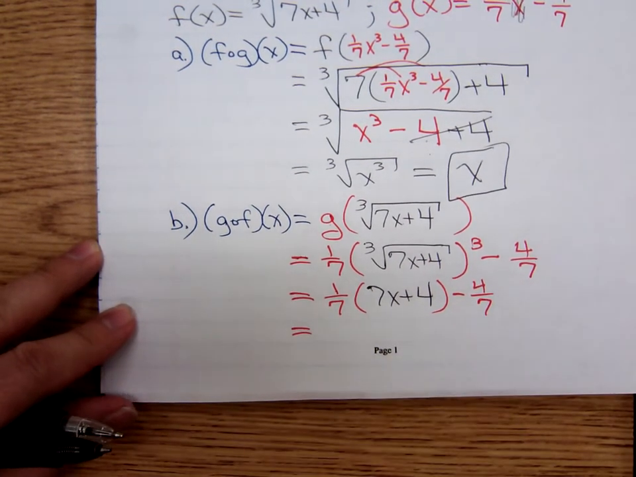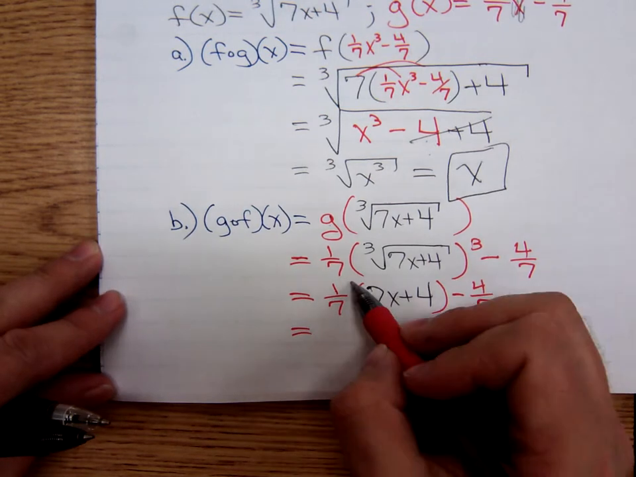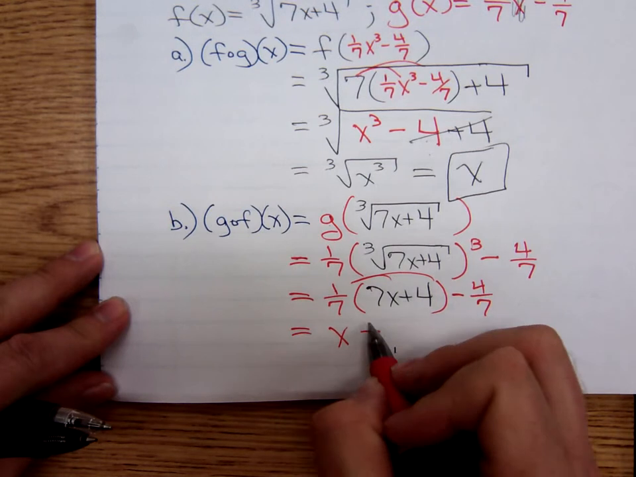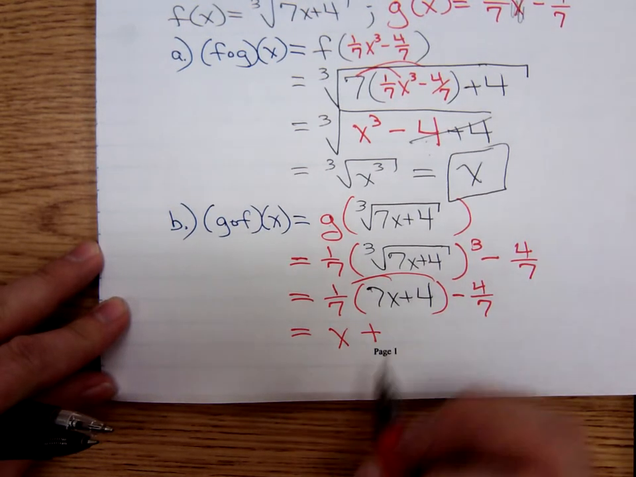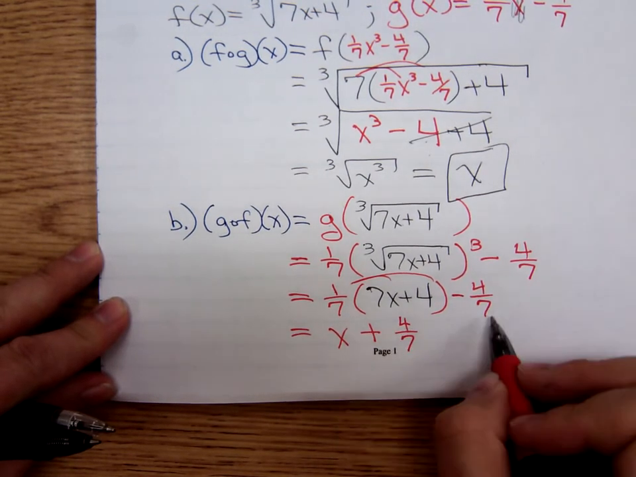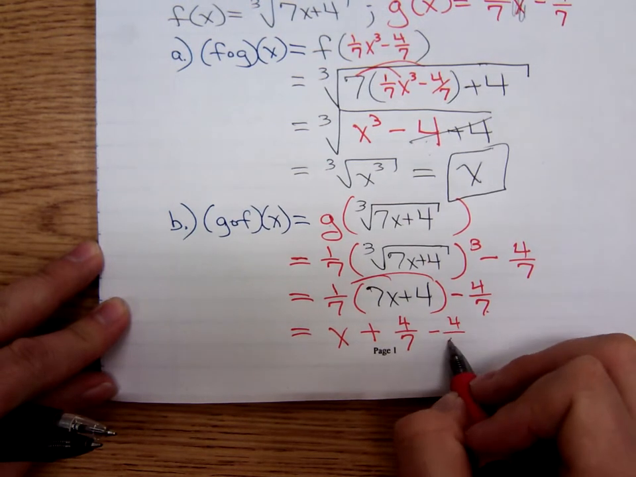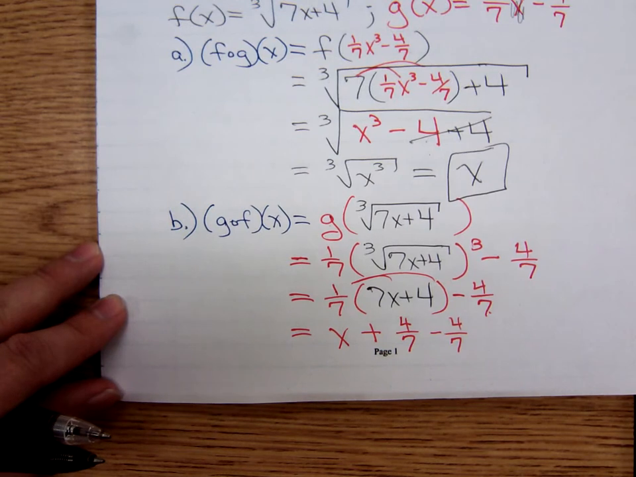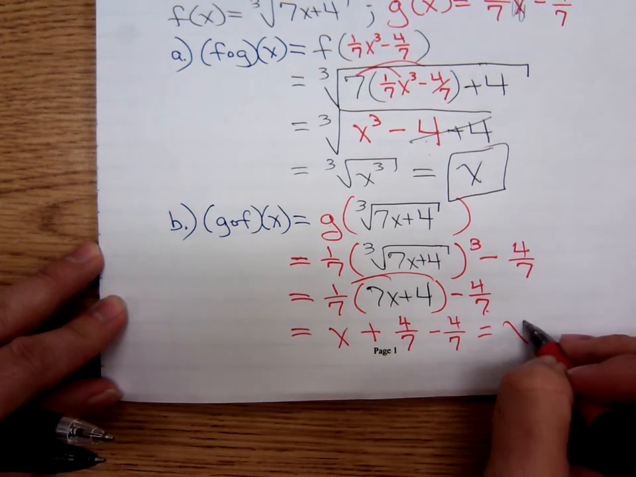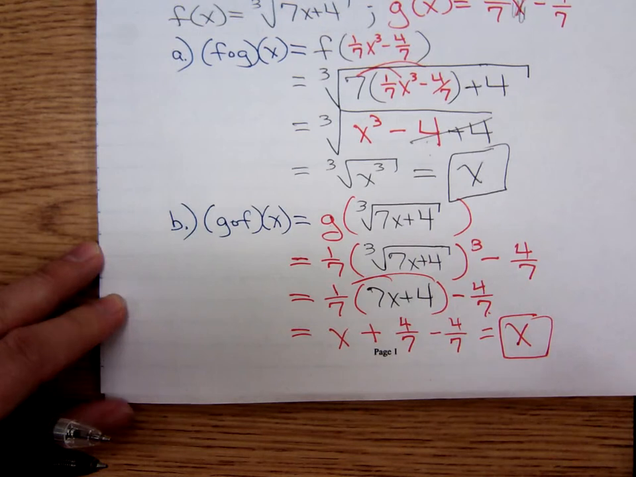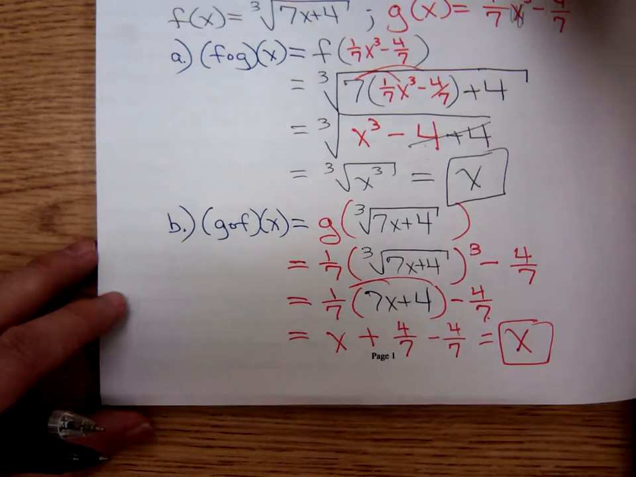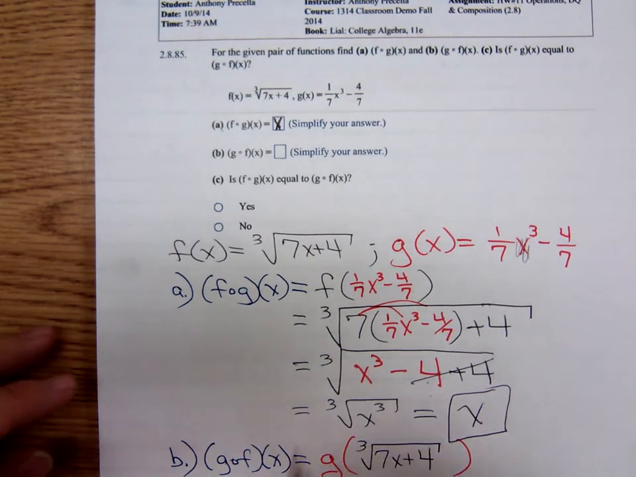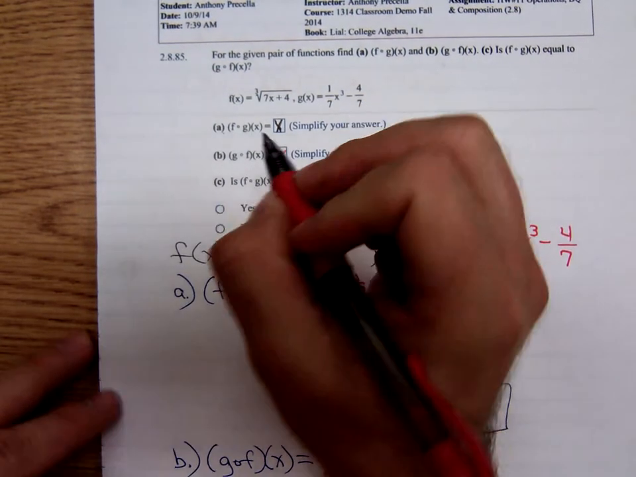Distributing the 1/7, we get x plus 4/7, and we still have a minus 4/7. Oh, what's this going to reduce to? Just x. So the second one reduced to x as well. We come up here, g composed with f of x. It also reduced to x.